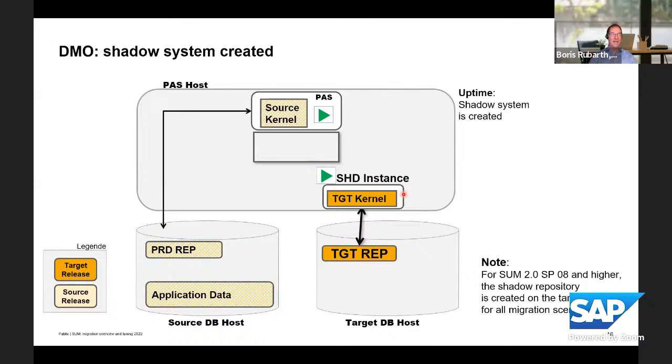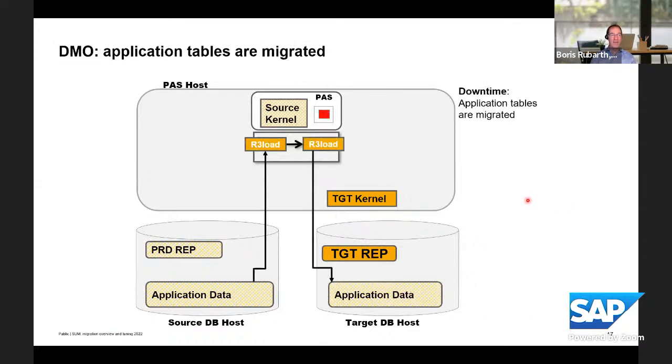That's done in uptime, so the end users are still working on the system. The next step is then that the downtime happens. So we tell the software update manager to shut down the central instance here. And then this R3 load export import will happen.